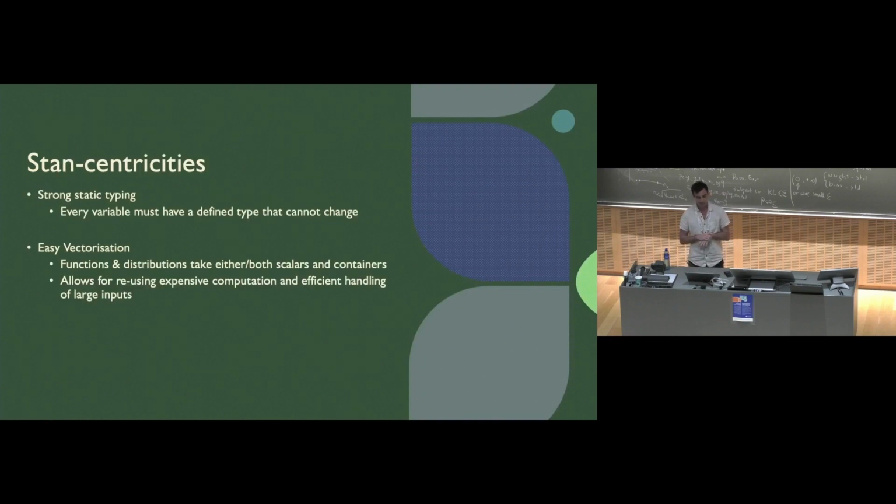We've also seen that Stan allows for easy vectorization. You can use the same function, same distribution syntax that you would use for scalars as you would for containers, working with vectors and matrices. Now, this is very important because it allows you to reuse expensive pieces of computation. Consider, for example, a multivariate normal. That requires inverting a covariance matrix. If you have multiple multivariate normal outcomes, you don't want to be computing that inversion every time. If you pass all of them at once, it computes that and it can then reuse it for every observation vector. It also allows Stan to more efficiently handle these large inputs.